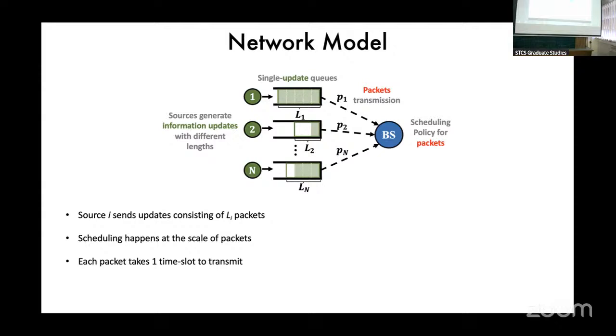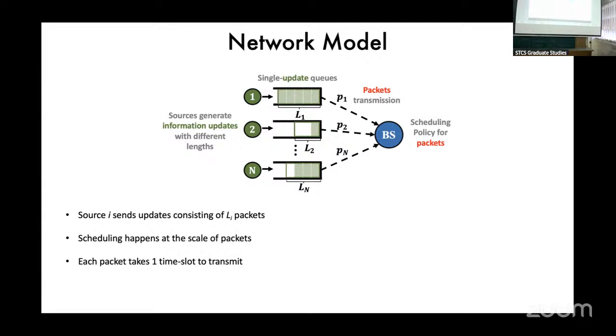So the base station, after transmission of each packet, can decide which source to hear from. Let's say source 1 right now transmits its first packet to the base station. At that point, the base station can decide, oh, I want to hear a partial packet from source 2. And then I want to hear a partial update, so 1 packet from source n. And then I go back to source 1 and I listen to the second packet. And then I go back to source 1 and listen to the third packet. And so you can interleave packets of the same single update between sources. And that's where we are really interested in doing scheduling.